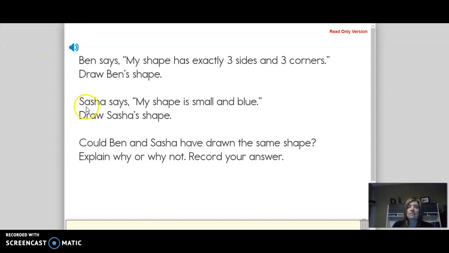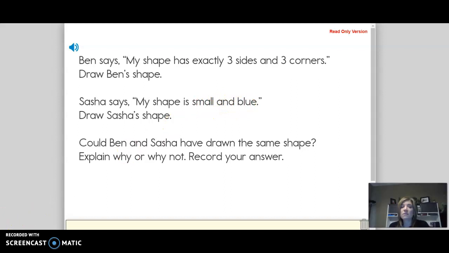Okay, next, Sasha says, my shape is small and blue. Draw Sasha's shape. I'm just going to go ahead and pause and let you have time to draw Sasha's shape, remembering that 2 of the attributes that she said about her shape are that it is small and blue.